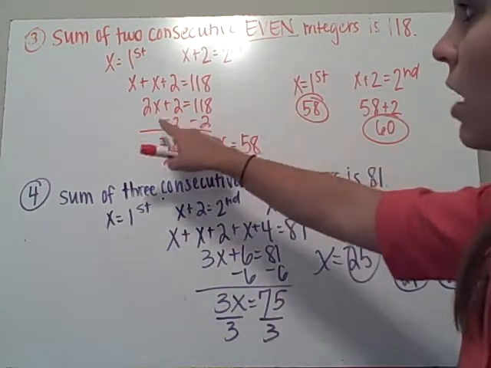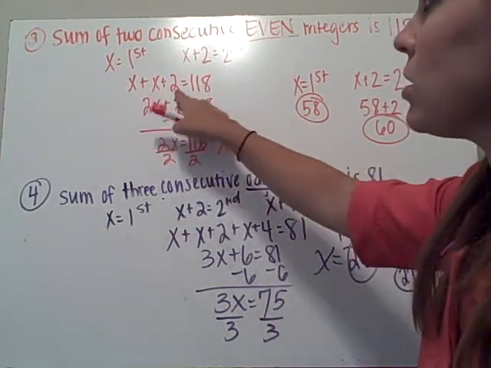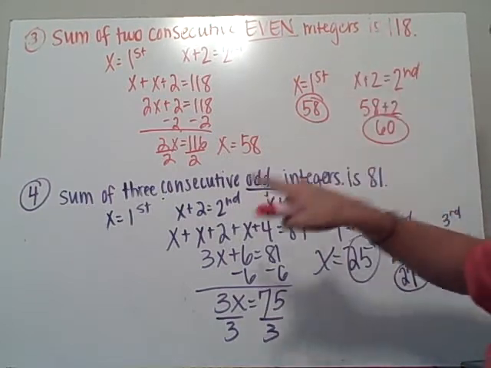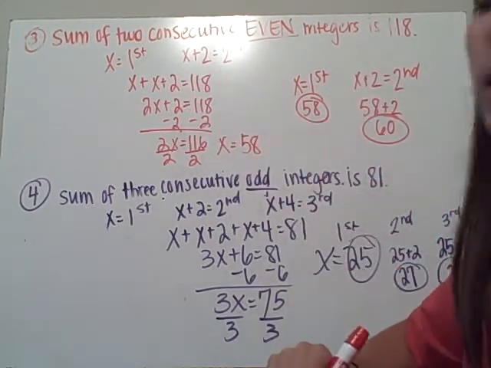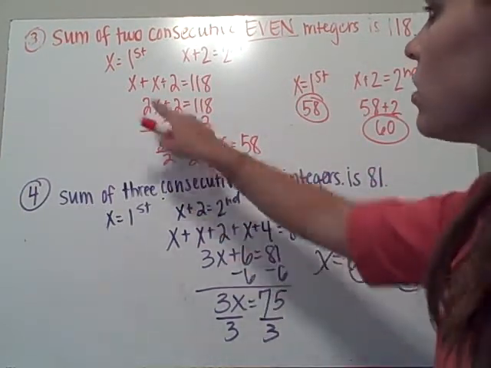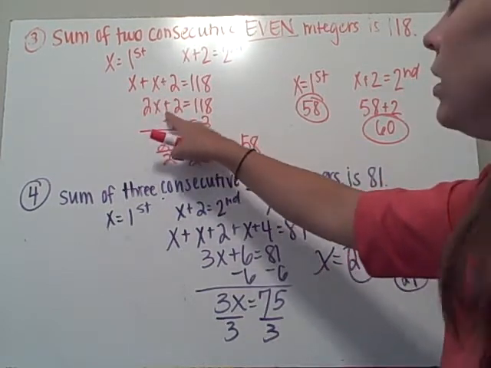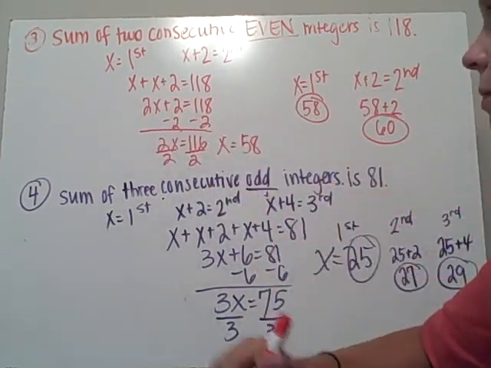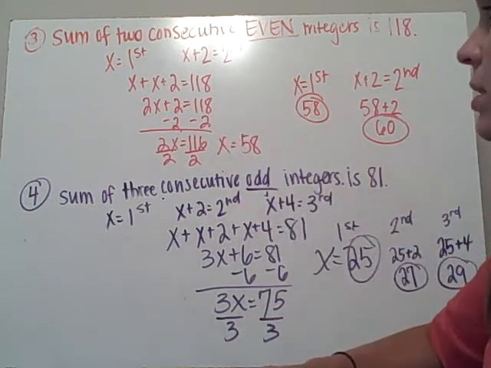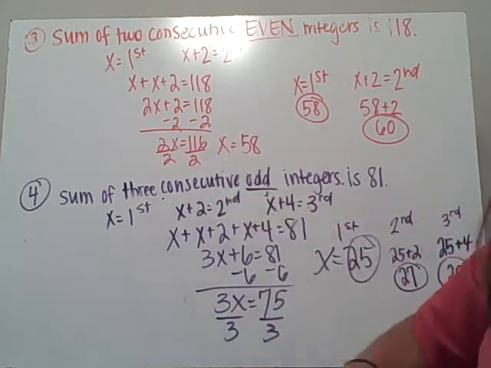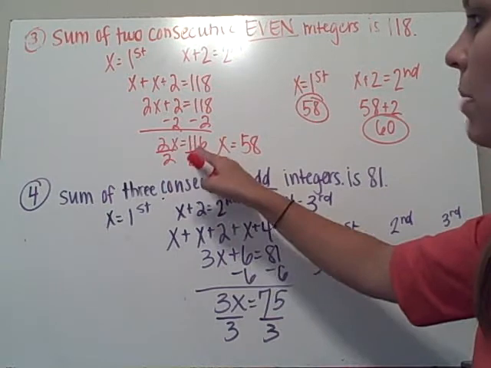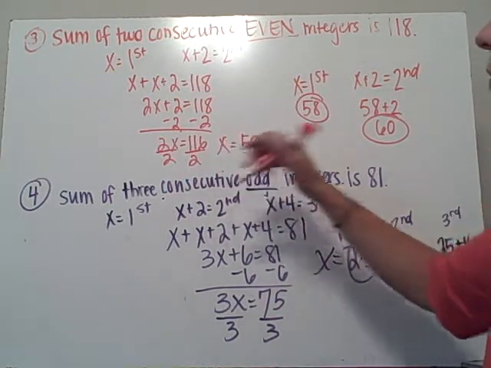So now sum, so we have x plus x plus 2 is 118, so equal to 118. Combine like terms, so x plus x is 2x, plus 2 equals 118. Subtract 2 on both sides, we get 2x equals 116. Divide by 2, so x is 58.